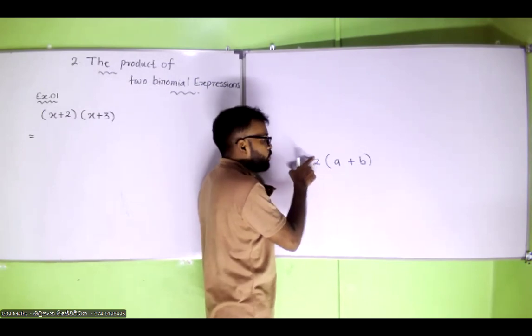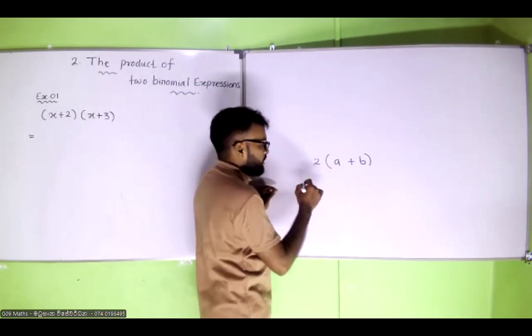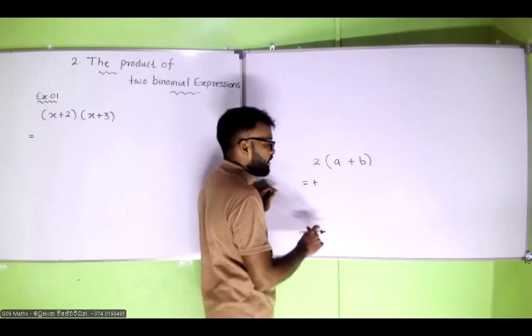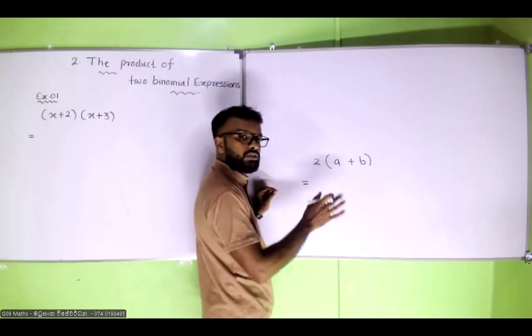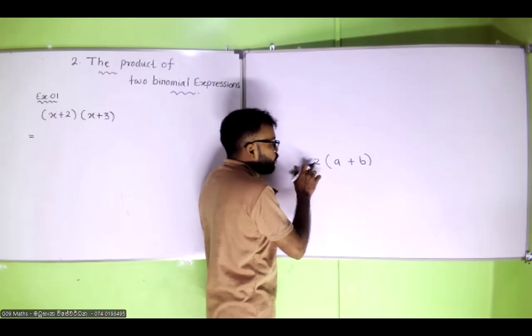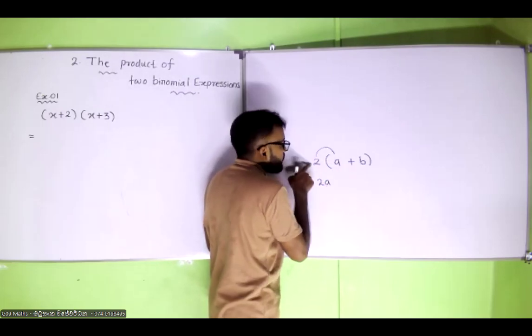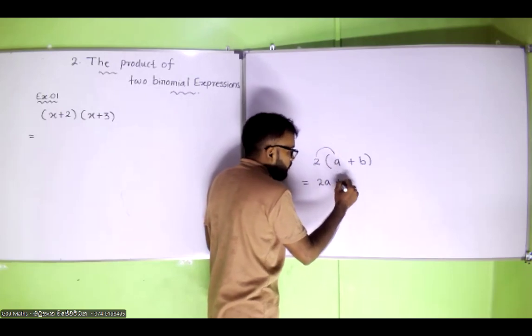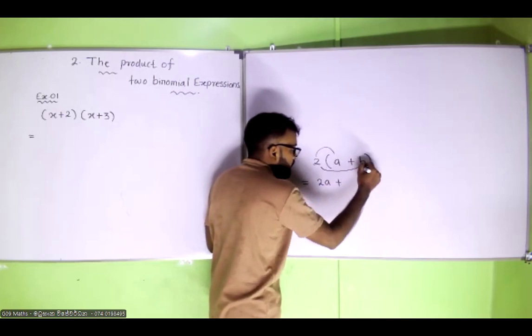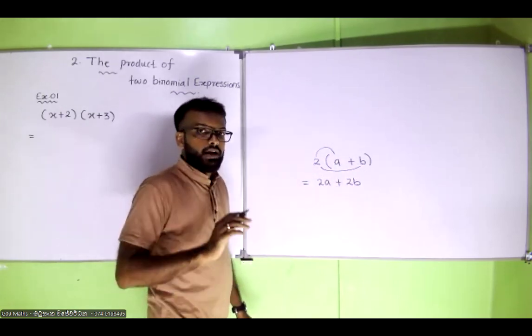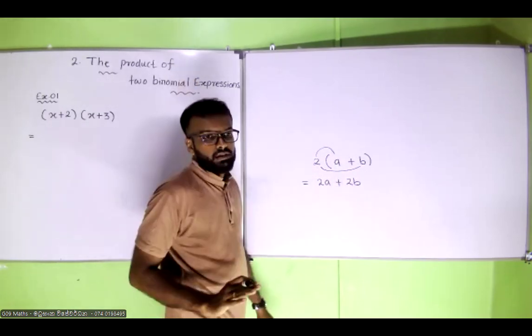This is positive 2. This is positive a. Equal mark. Positive into positive, positive. I am not going to put positive because it is all positive. 2 times a, positive 2a. Positive into positive, positive. 2 times b, 2b. You already know this, right? Keep that in your mind. No need to write.